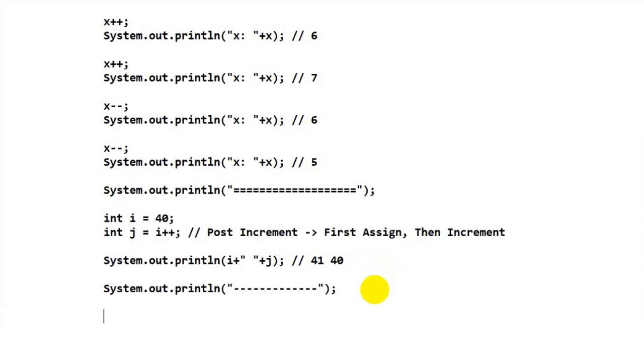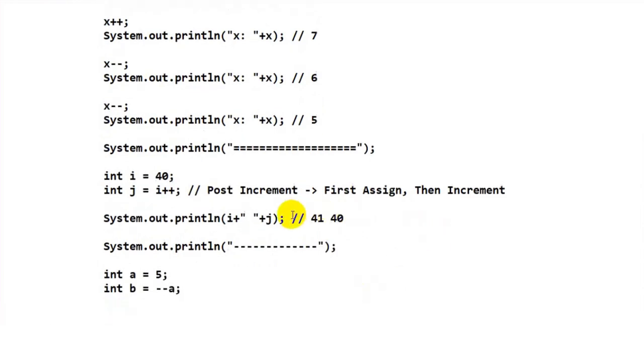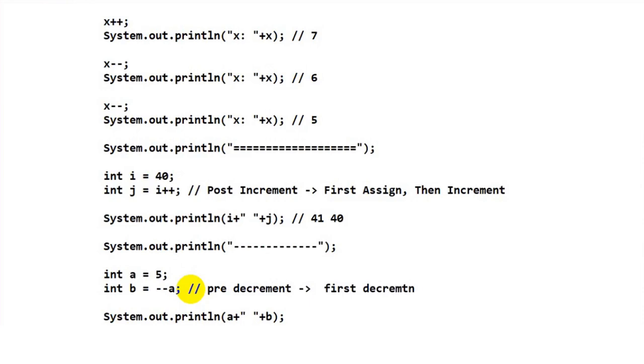Now here I will write int a equals 5. Now int b equals minus minus a. Now tell me what will be the output? Think and tell. Even if you're wrong, it's fine. It's a good attempt. Sir, this is definitely decrement. Why? Because it is before the variable, so it is pre-decrement. And pre-decrement stands for first decrement, before. So first I have to decrement.